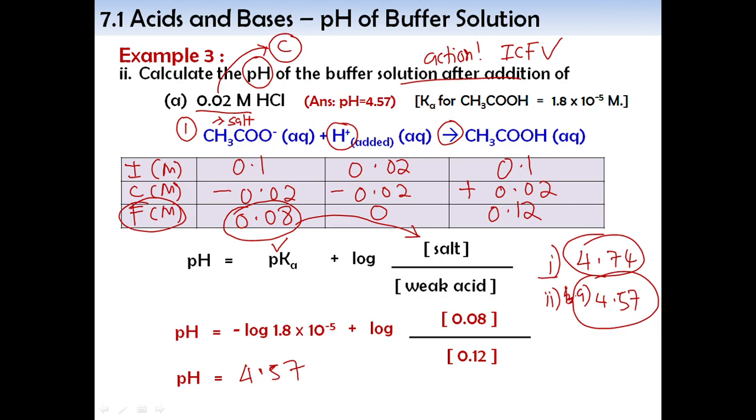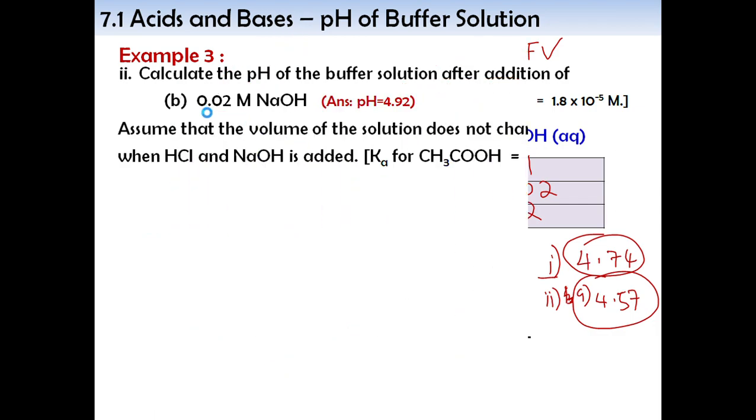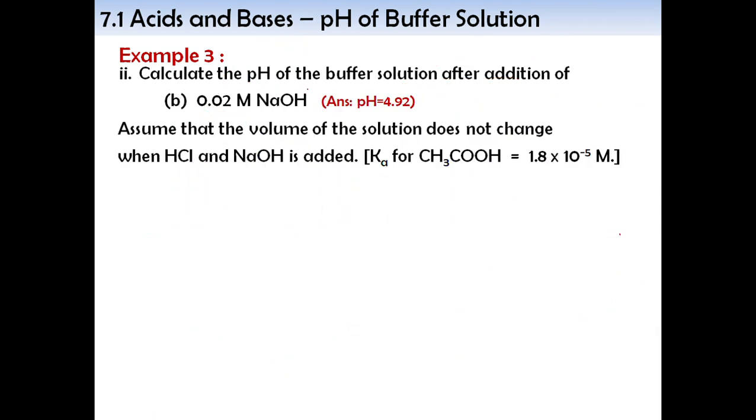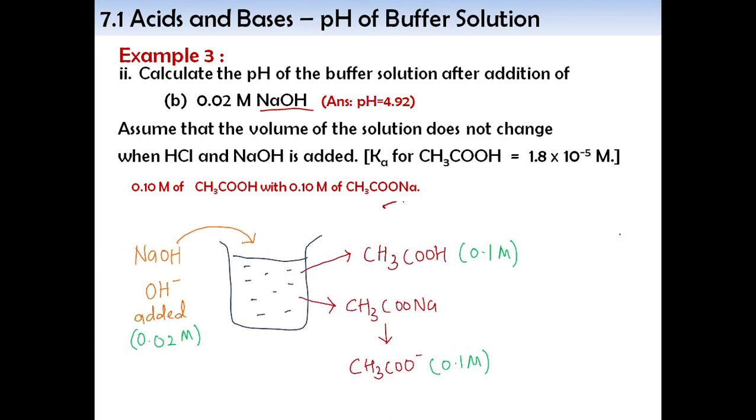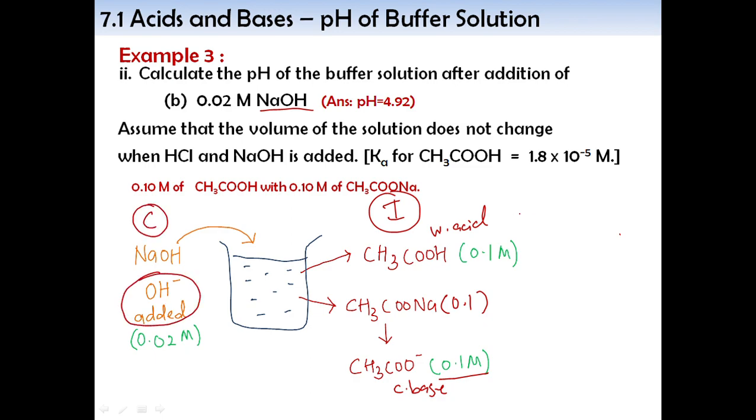Can? So, to understand better, we go to the second question, B. Previously we added HCl, now we add NaOH instead. This is my buffer solution. So, initially I have my weak acid with my conjugate base. Again, this 0.1 completely dissociates, so we can take the same concentration. My change is I add OH minus. This is a strong base. Again, you have to construct an ICF table.